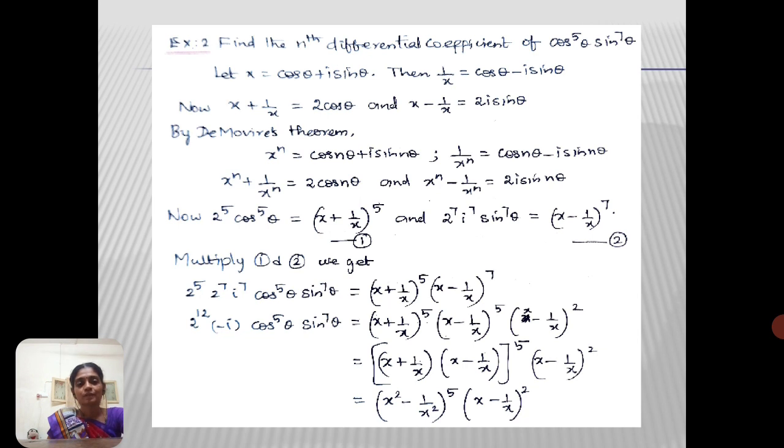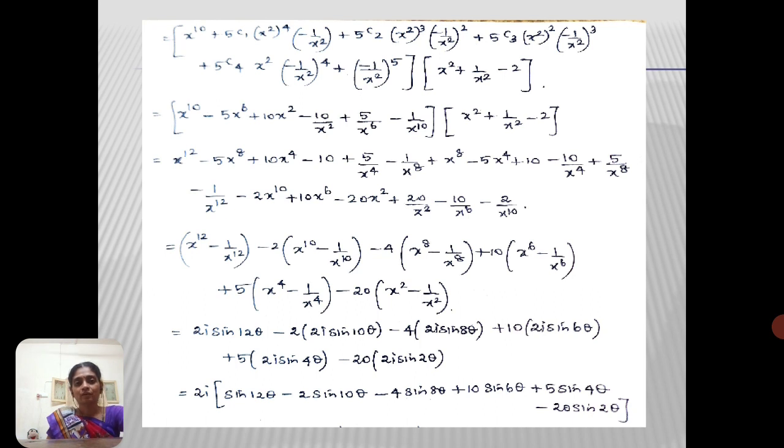So (x plus 1 by x) power 5 (x minus 1 by x) power 5 into (x minus 1 by x) power 2. So we get (x square minus 1 by x square) power 5 into (x minus 1 by x) power 2. Using binomial expansion and multiplying all the terms we arrive at x power 12 minus 1 by x power 12 minus 2 into (x power 10 minus 1 by x power 10) minus 4 into (x power 8 minus 1 by x power 8) plus 10 into (x power 6 minus 1 by x power 6) plus 5 into (x power 4 minus 1 by x power 4) minus 20 into (x square minus 1 by x square).